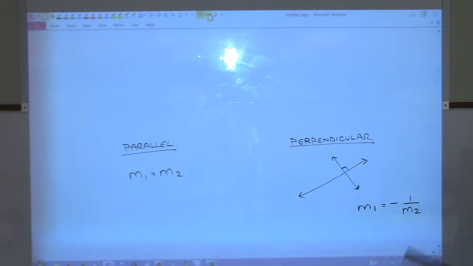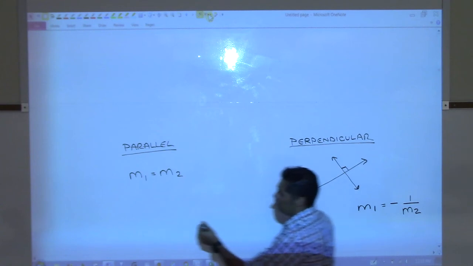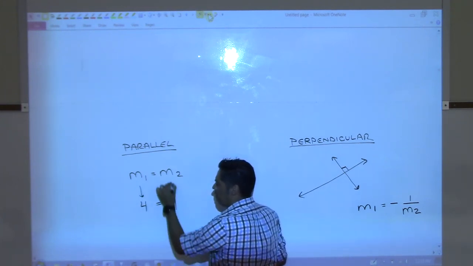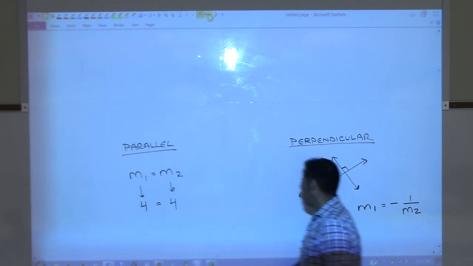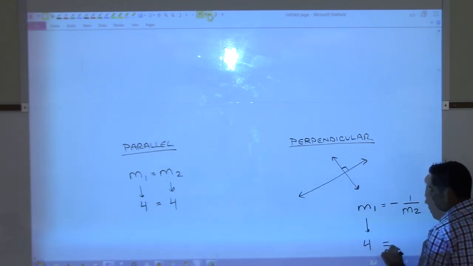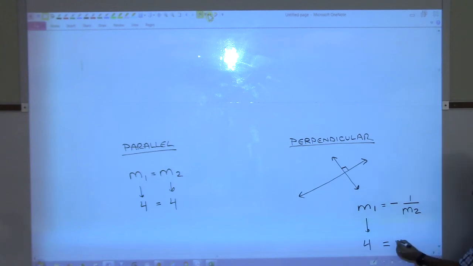Okay, so that can be confusing. So let me give you a specific example. Like over here, if the slope of one of the lines was 4, the slope of the other line would have to be 4 also. That's straightforward. But over here, if the slope of this line was 4, the slope of this line would have to be negative, and then that fraction flipped over. So negative 1 over 4. Does that make sense?